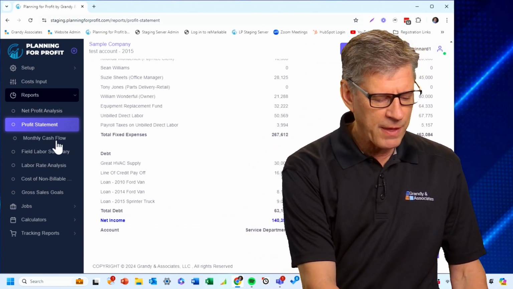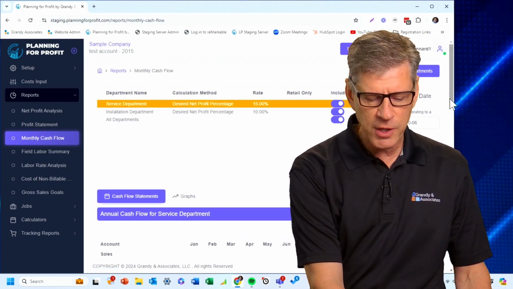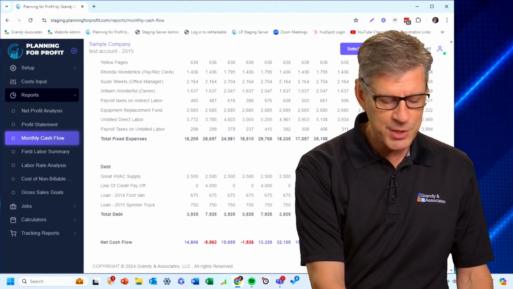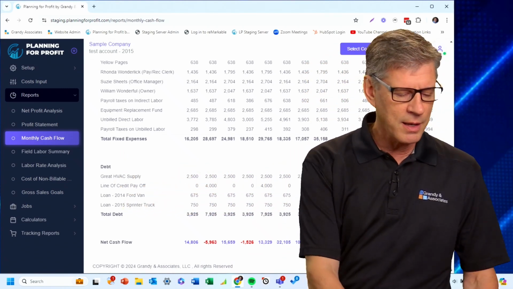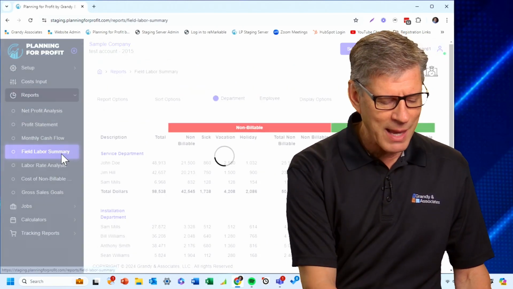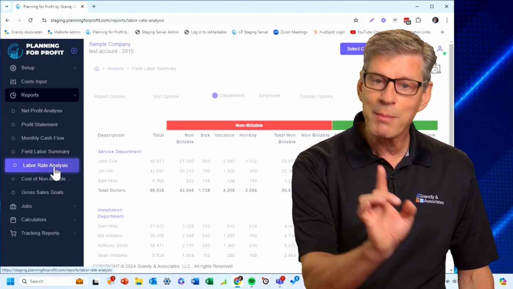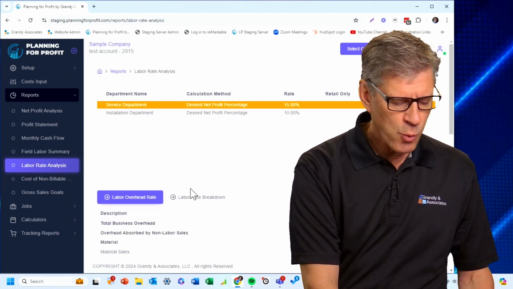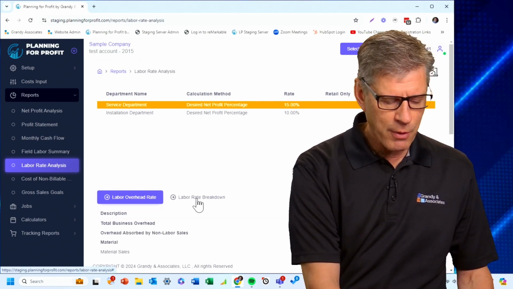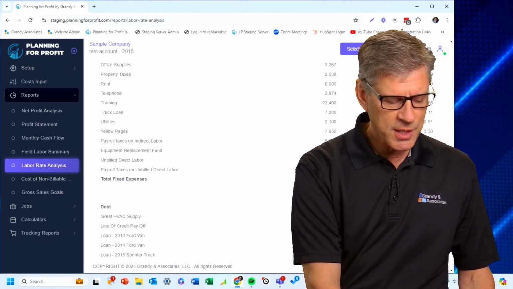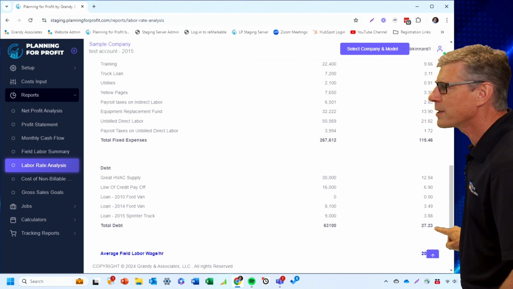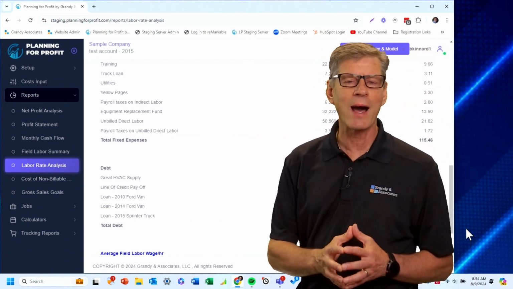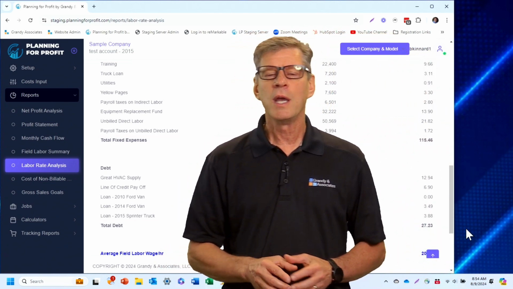The same thing shows up in our monthly cash flow. As I scroll down on this one, we also have the debt category, and we start to amortize that out per month in our individual report. And last is on the field labor summary. In the labor rate analysis, let's get the right report there. When I look at my actual labor rate breakdown, you will start to see, again, a debt category there and how much per hour is going to cover debt. So right now, in this particular case, $27.23 out of every single hour that I bill out in this particular department is going to cover debt.